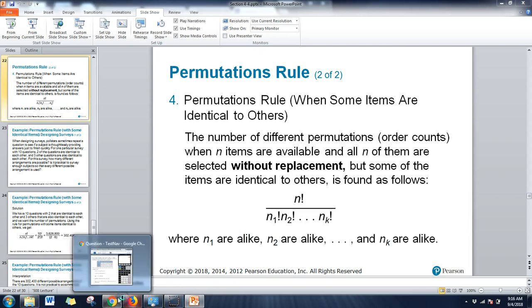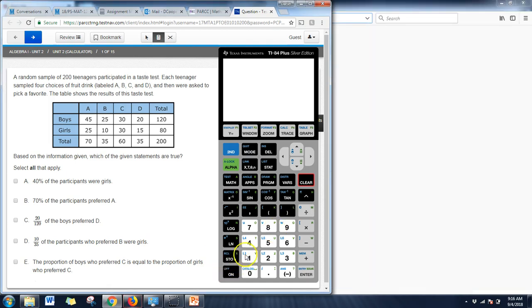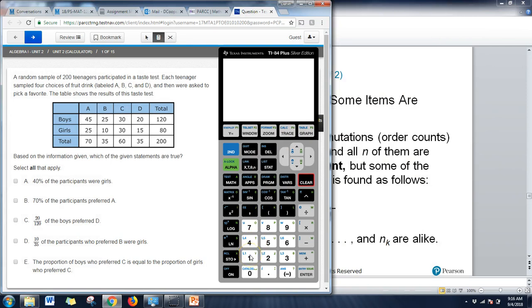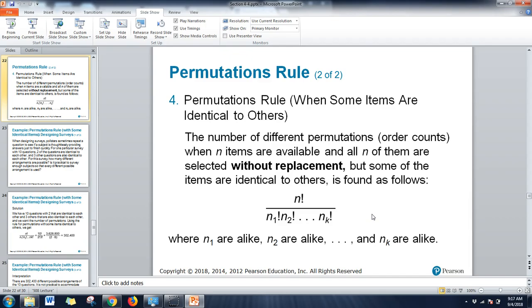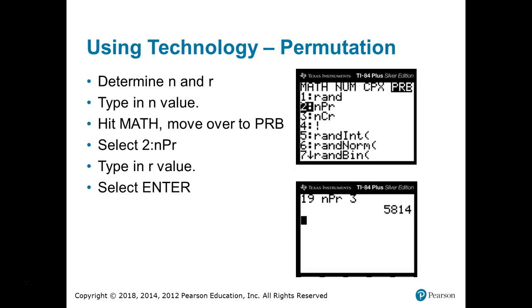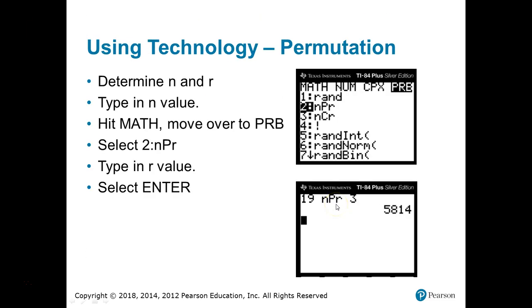Let me quickly show you how to do that. So I'll go back up to here. We have to type in the n first. So that was 19. Hit math. Go over to PRB for probability. 2 for permutations. And then I'm saying I'm choosing 3 of those 19. 5,814. Same value we got from here. 5,814.